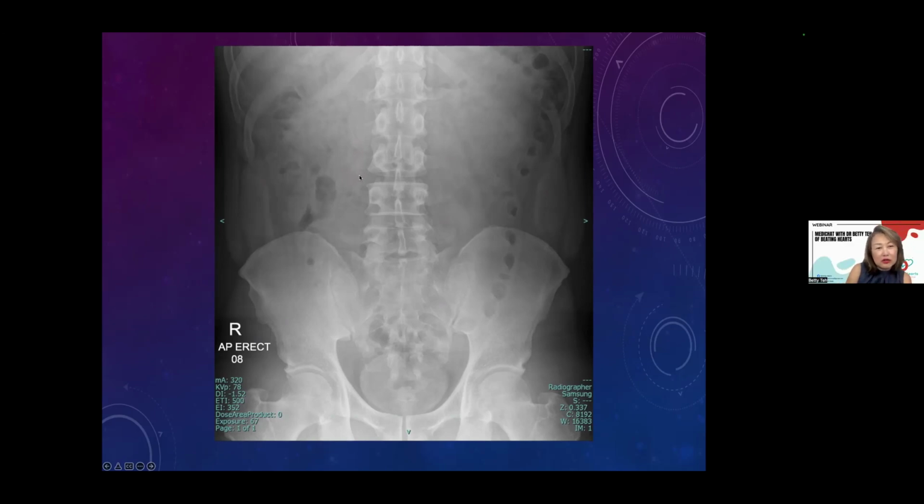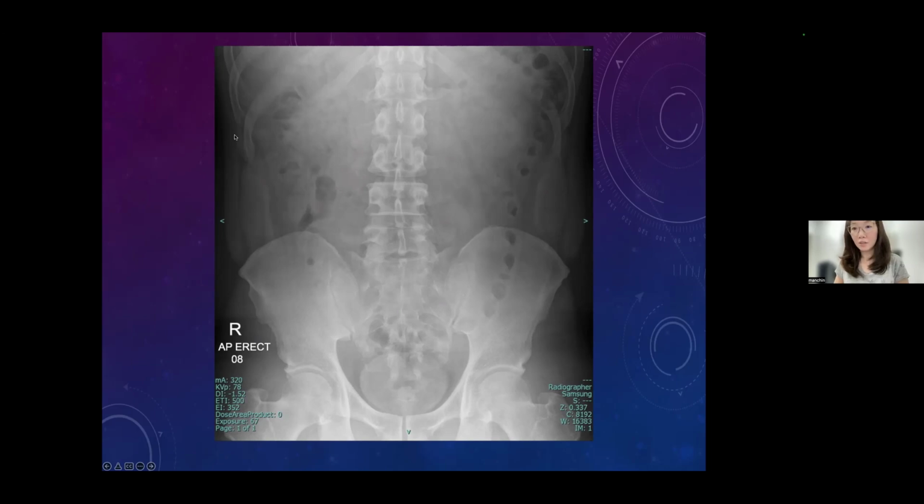Actually, renal stones are not so opaque, then we will miss it. It's not like calcified stones. It's actually calcified, but on X-ray you will see this kind of density, not as dense as this marker.